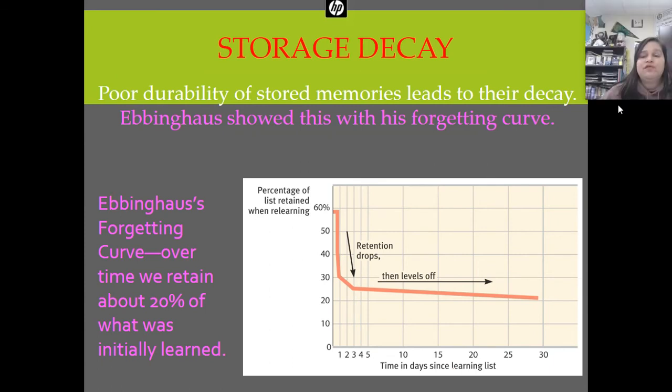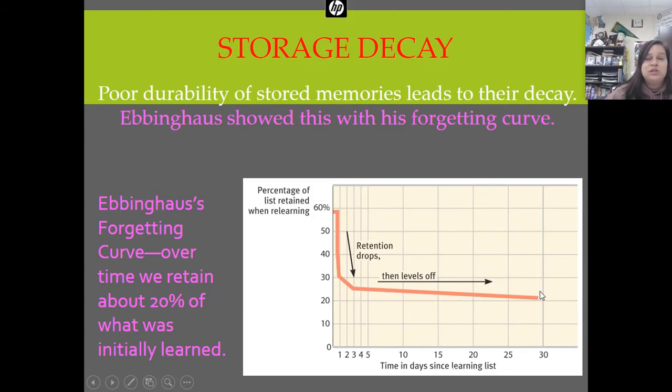Ebbinghaus, who we remember earlier from studying the nonsense syllables, says that we have poor durability of stored memories, and that leads to their decay. Just over time, memories decay, kind of like teeth. And he describes what's now called the Ebbinghaus forgetting curve. He said that retention drops a lot at the very beginning, that most information is lost right there within the first days of learning it. But then it levels off and we retain about 20% of what we initially learned. And that's over like a month.